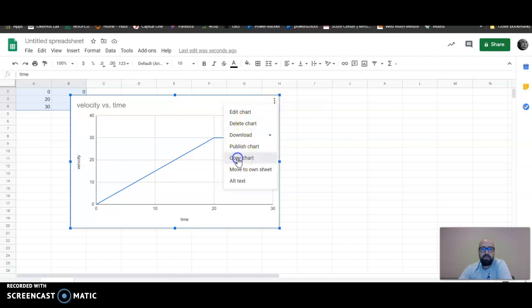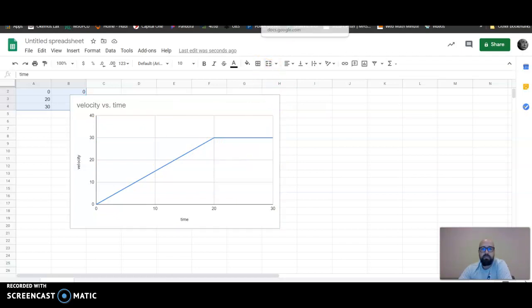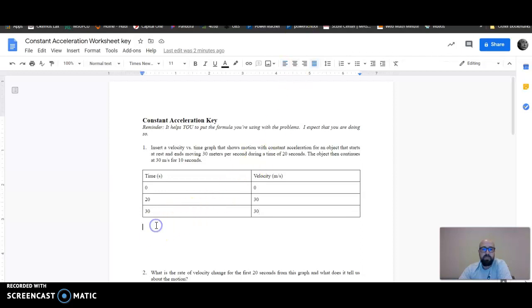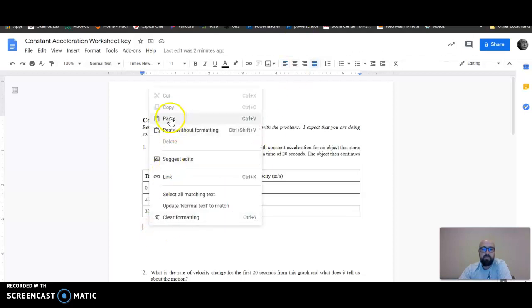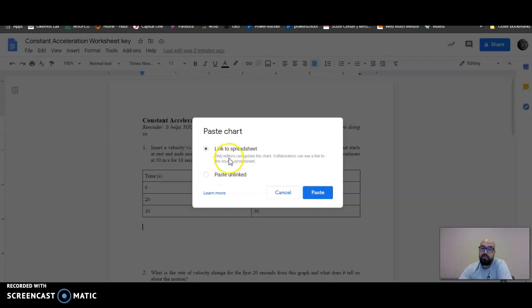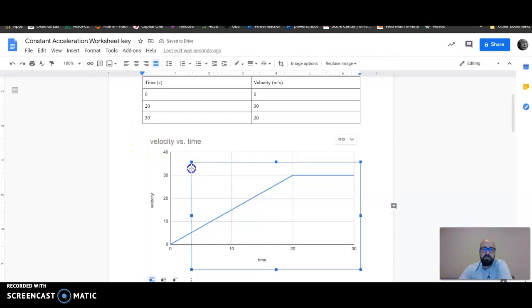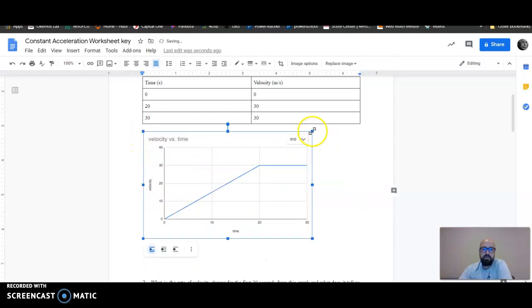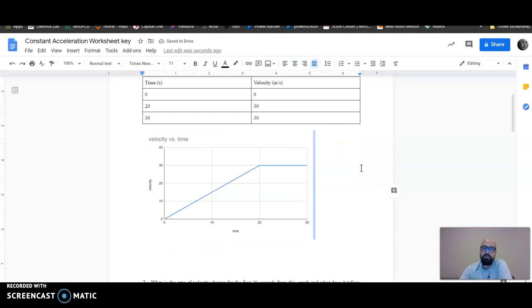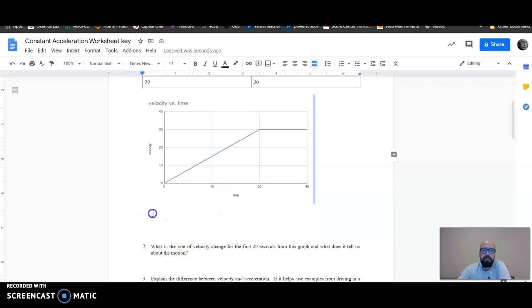I want to copy that chart, and I go back to my worksheet, and then I right click and hit paste. It asks me, do I want to link it to the spreadsheet? And I do. Then I put my chart, my graph, in there. I'm going to just make it a little smaller. Boom. And that's what our graph should look like. So we've got velocity and time on the axes, and that's what that looks like.